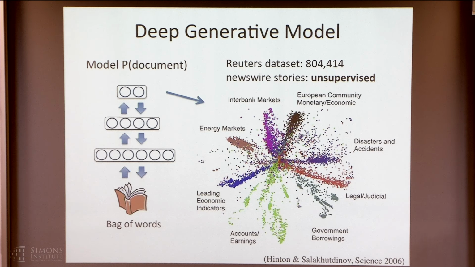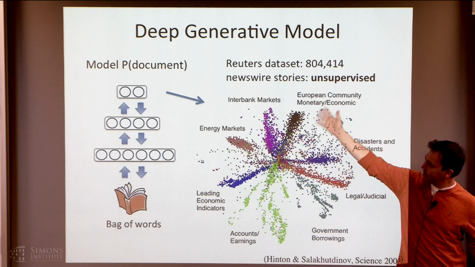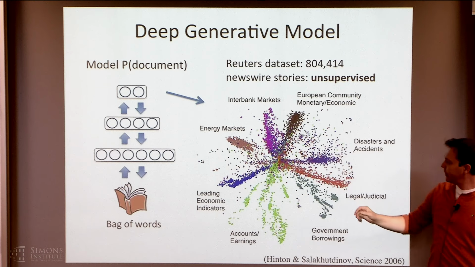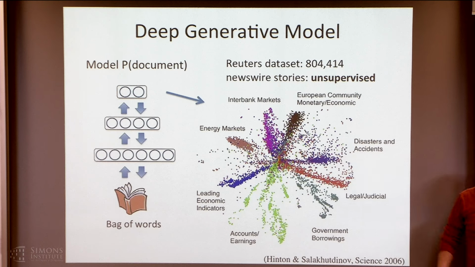So this is completely unsupervised. You don't need labeled examples. This is just what comes out of building these models. And it's nice because it finds these different classes just based on word co-occurrence and the relationships between the words. I always like to joke that if you look at European community economic policies, these are documents or web pages about those, and these are disasters and accidents. So there is some overlap between the two.